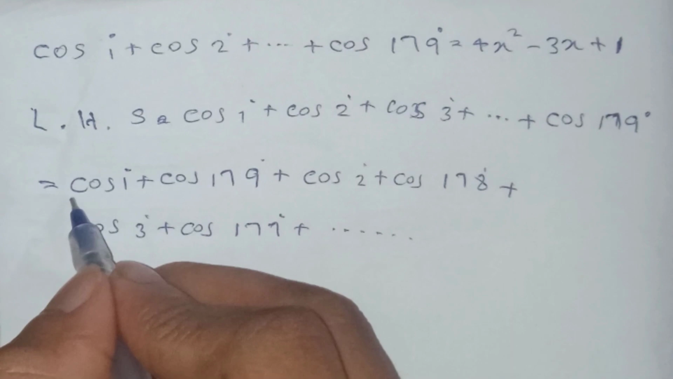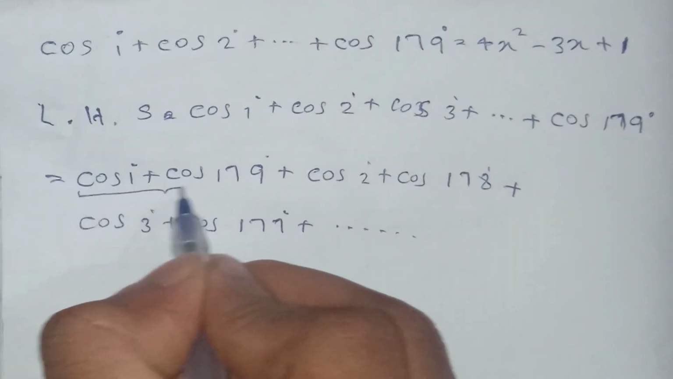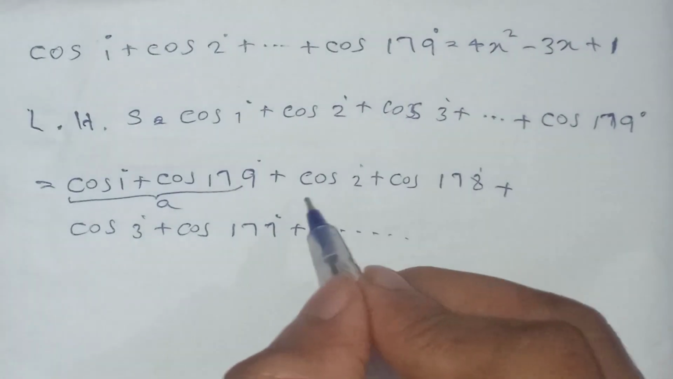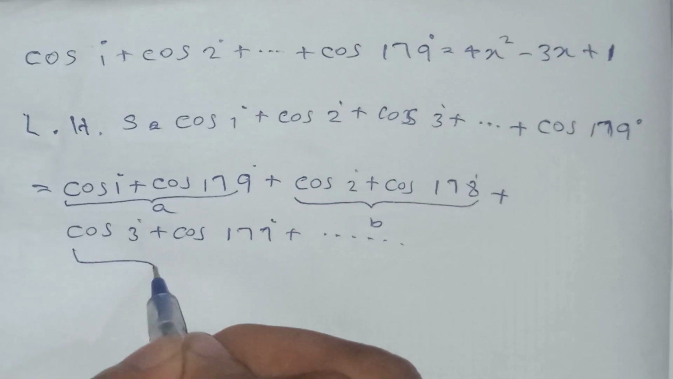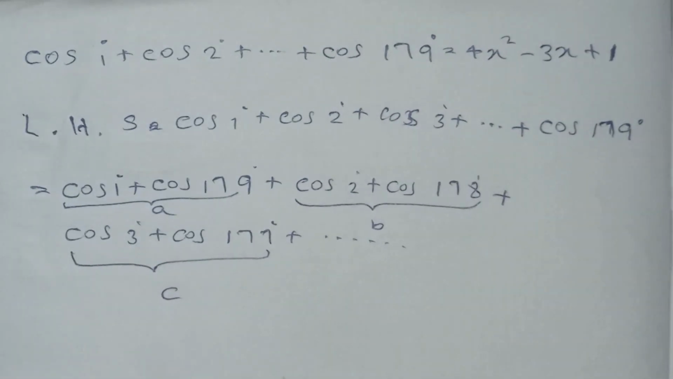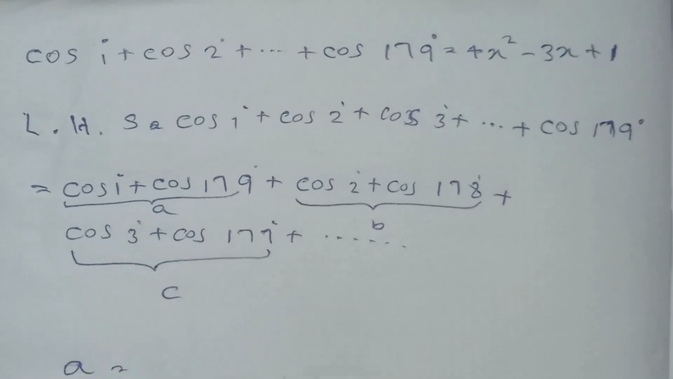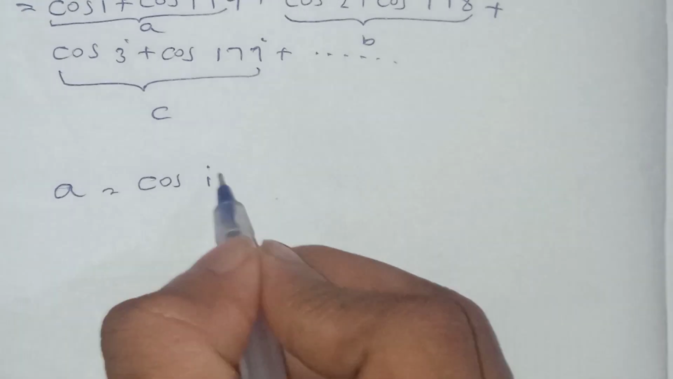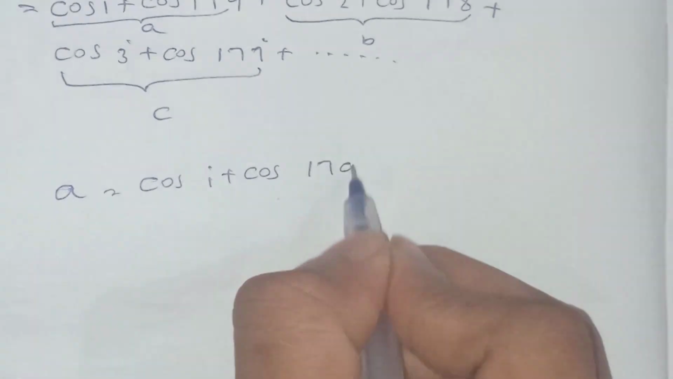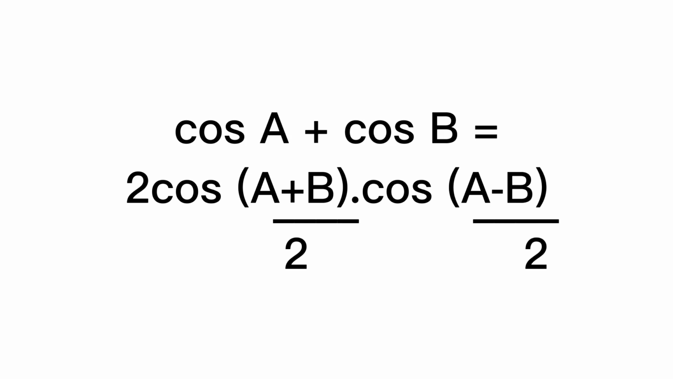For a reason, I name the couple cos 1 plus cos 179 as simple A, I name the couple cos 2 plus cos 178 as B, and I name cos 3 plus cos 177 as C. Now we can simplify A, B and C separately here. A equals cos 1 plus cos 179. I think you know that in trigonometry we can write cos A plus cos B equals 2 times cos (A plus B) by 2 into cos (A minus B) by 2, and we are going to use that here.